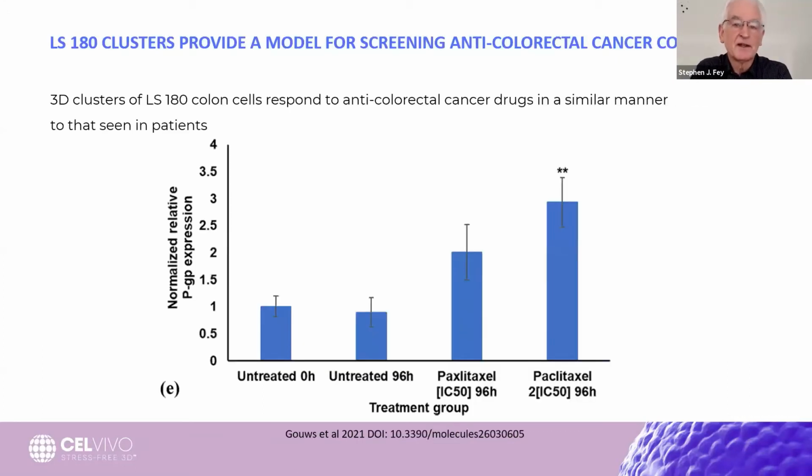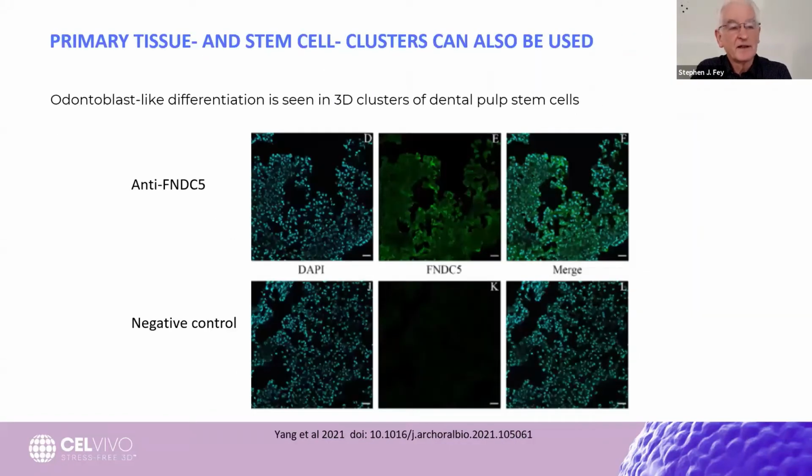Chris Nagals presented this last week, gave a very nice presentation showing that LS180 colon cancer cells respond in a similar manner to that seen in patients and can also develop drug resistance. So again, mimicking in vivo physiology. Here's an example of work done by Young and co-workers, where they've been looking at primary cells and then their differentiation into dental pulp.